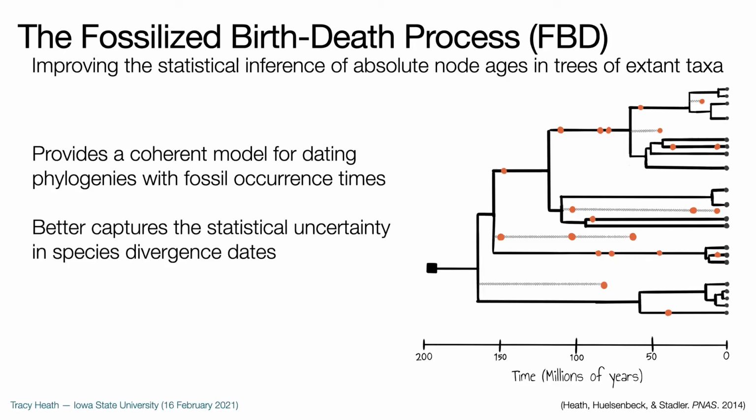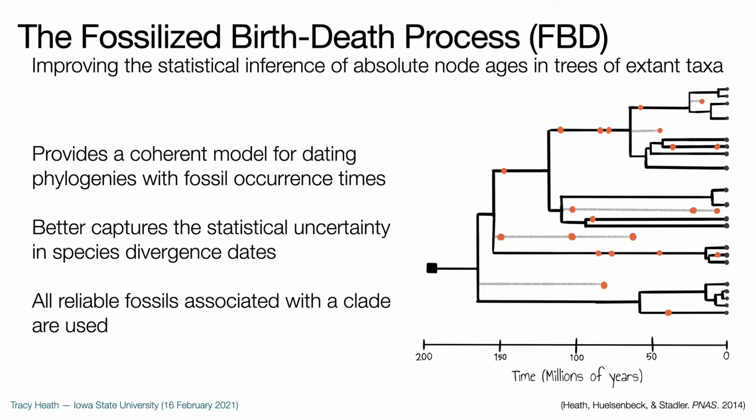But we also have a better way of capturing our statistical uncertainty in these divergence times, because as we incorporate more fossils into our analysis, we get a reduction in our uncertainty. We get more precise estimates of species divergence times. And additionally, this approach does allow us to use much more of the fossil record in these analyses to date phylogeny.